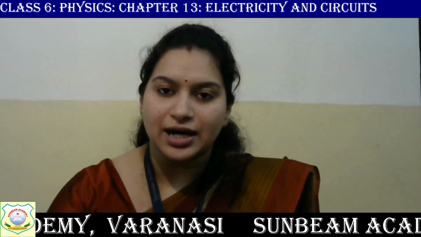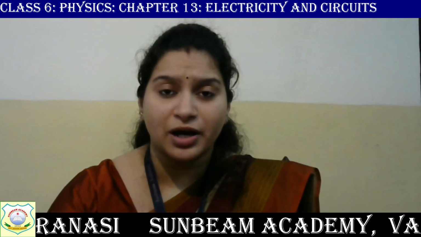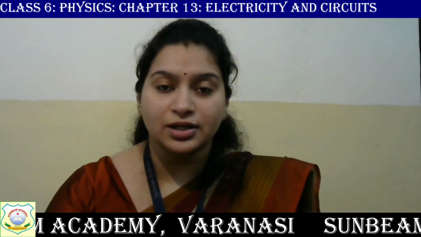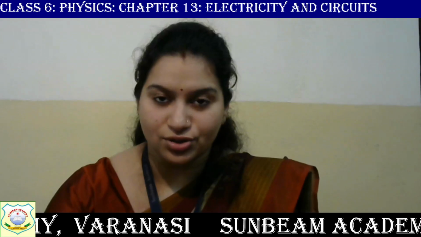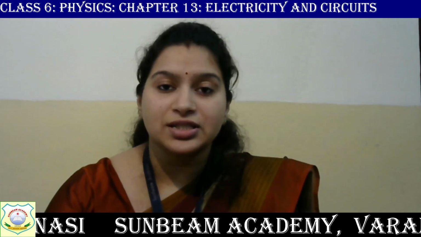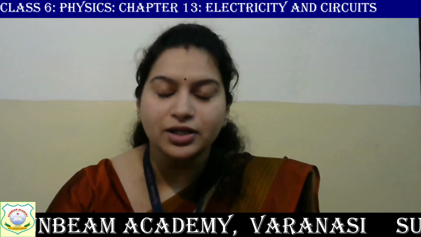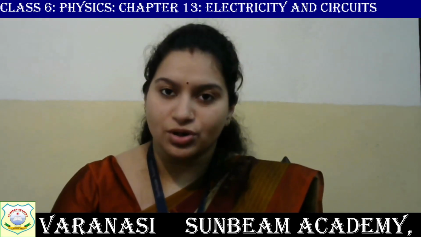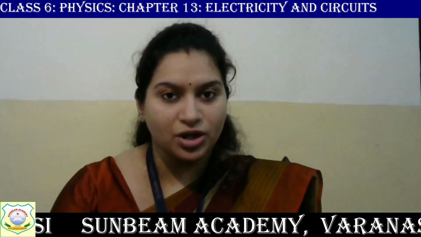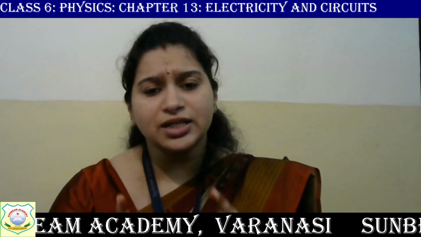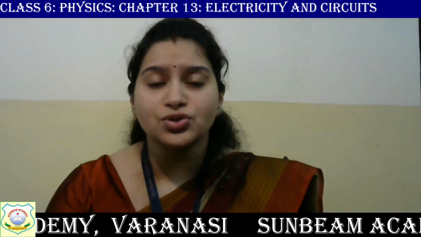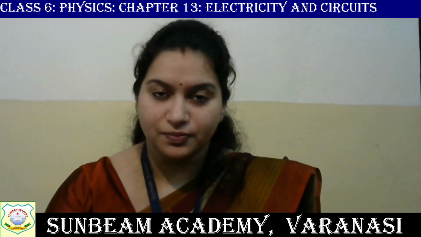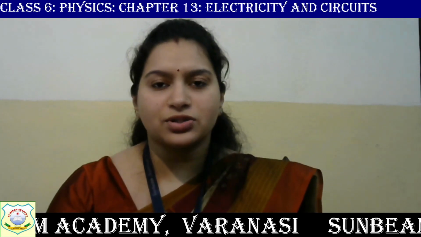Children, in the previous class, if you remember, we talked about what is an electric cell, what are the components included in the electric torch, and what are the components that are there in an electric bulb. So we have talked about three things: what is an electric cell, what is an electric torch, and what is an electric bulb. These are the instruments that are used for providing light and heat energy. So we have talked about these components.